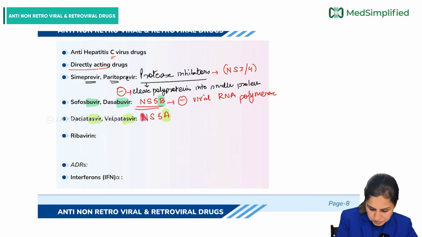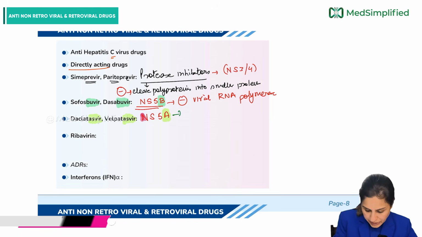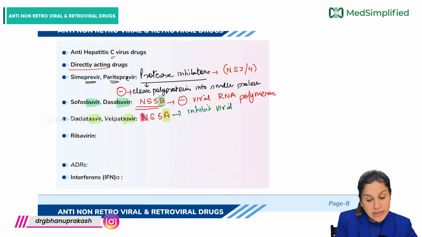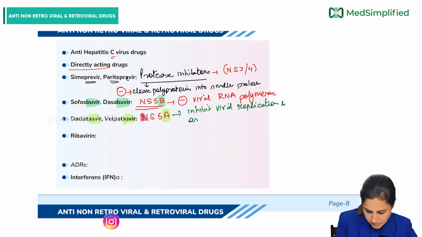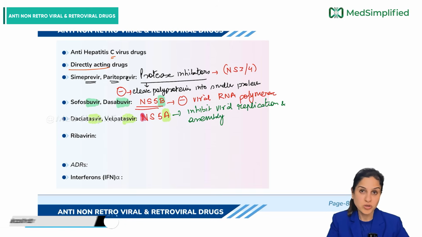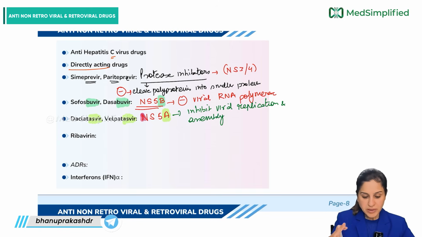So they inhibit viral replication and assembly, both viral replication and assembly. Then these were the directly acting drugs.